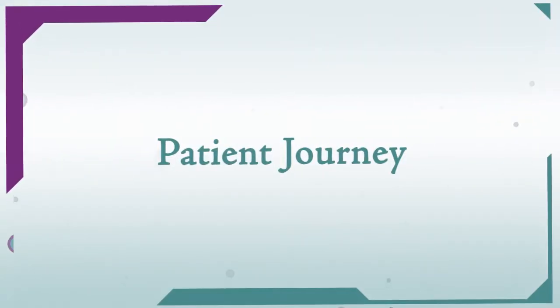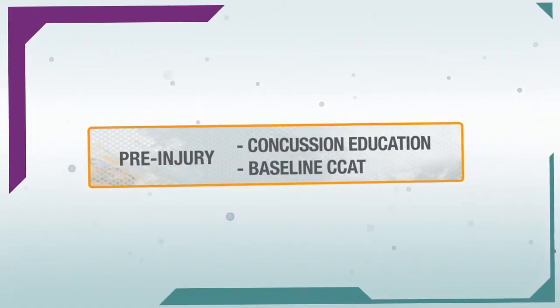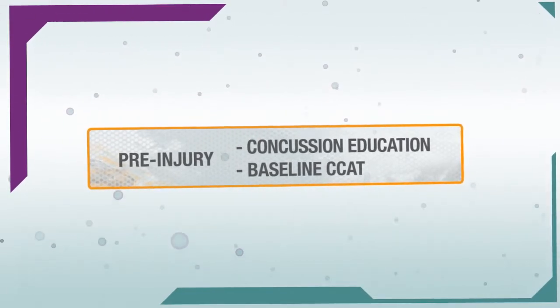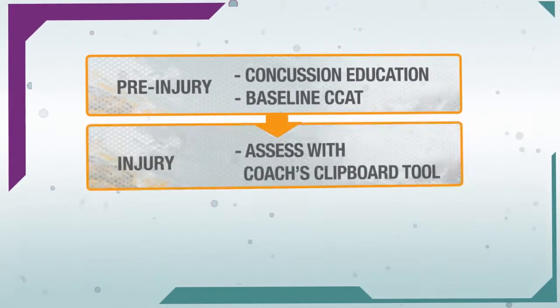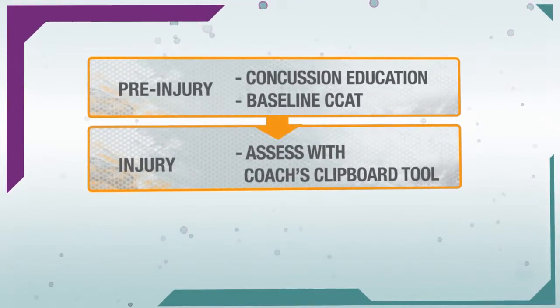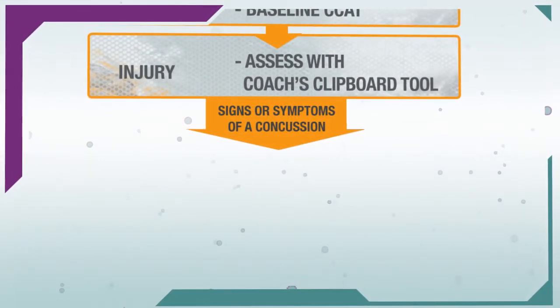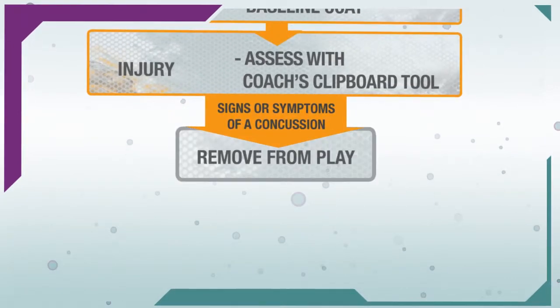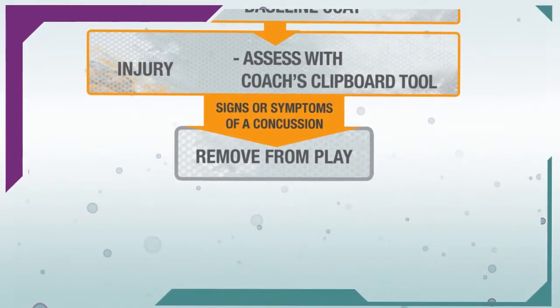The patient journey begins with pre-injury education and administration of a baseline cognitive test. When an injury occurs, the coach's clipboard tool is available for sideline use. If there are signs or symptoms of a concussion, immediately remove the athlete from play.